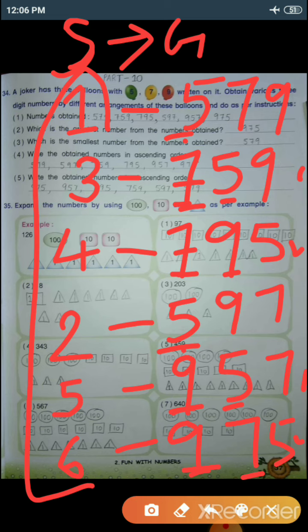Now if we talk about descending order, that is greater to smaller. So we are just going to write it in reverse. First will come 975, then 957, 795, then 759, after that 597 and last 579.